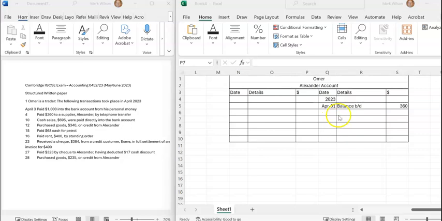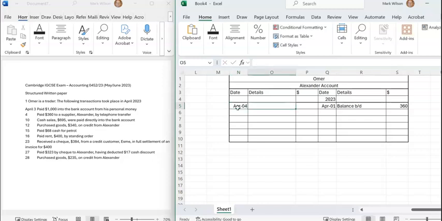Omar starts off with an opening balance already given to you of 360 in the credit. That's because Alexander is a supplier that we owe money to. So we're going to start off with that balance. That's what we owe, 360, and we're going to just change these things based on what happened. So if we're looking through, the first thing happened on the 4th, paid 360 to a supplier, Alexander. So we're going to show that payment in. That date is on the 4th.